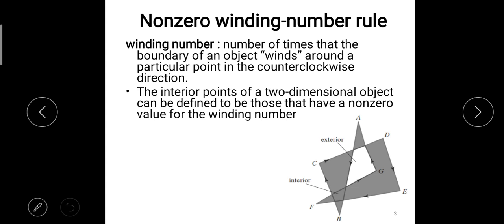The interior points of a two-dimensional object can be defined as those that have a non-zero value of the winding number. So if the winding number is a non-zero value, then that particular point belongs to the interior region. That means if the winding number is 0, then that particular point and that region is an exterior region. Okay, next we'll see how to find these winding numbers.